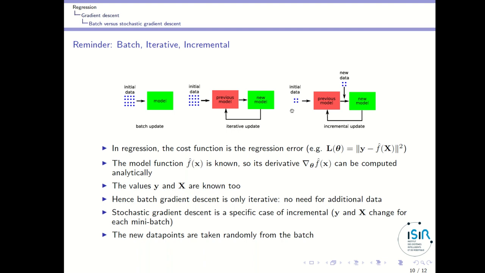And there is a third possibility which is called incremental update, where in fact I start with fewer data, and each time I perform an iteration in my iterative method, I introduce new data so as to improve my model. And I will explain to you in the next slides that in fact stochastic gradient descent is a case of incremental update method, where batch gradient descent is just an iterative update method.